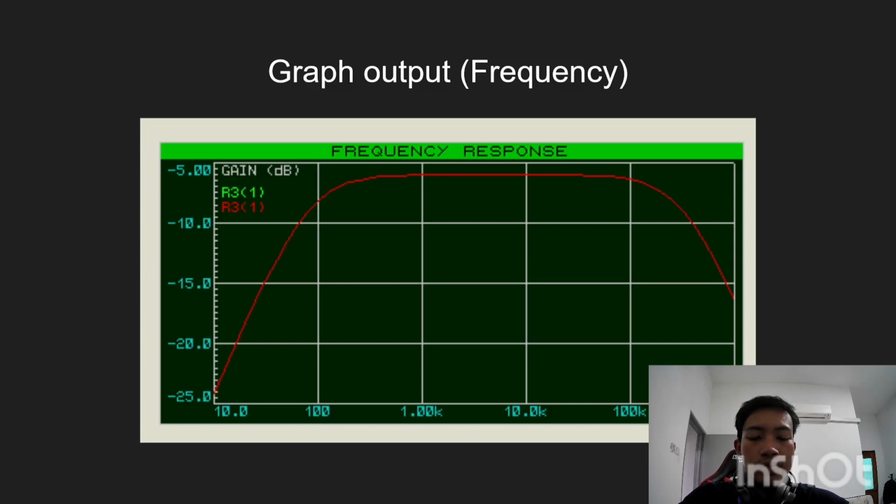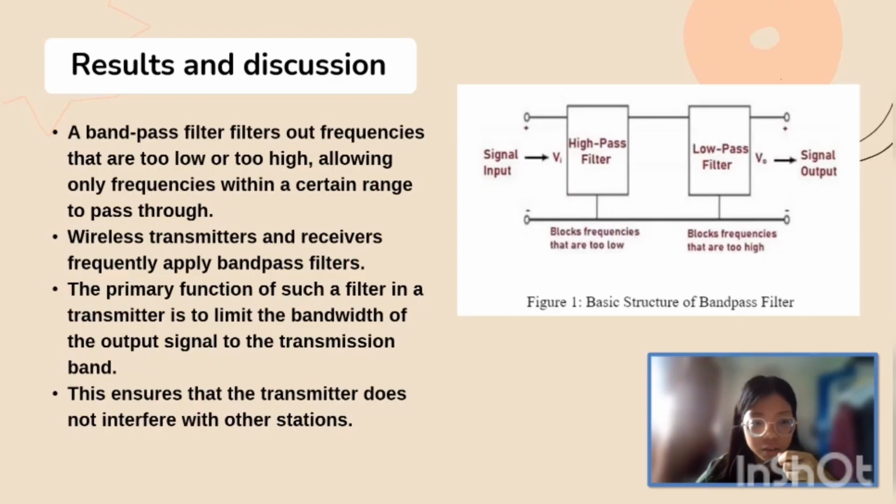About result and discussion. A bandpass filter filters out frequencies that are too low or too high, and allows only frequencies within a certain range to pass through. Wireless transmitters and receivers frequently apply bandpass filters, and the primary function of such a filter in a transmitter is to limit the bandwidth of the output signal to the transmission band, and this ensures that the transmitter does not interfere with other stations.